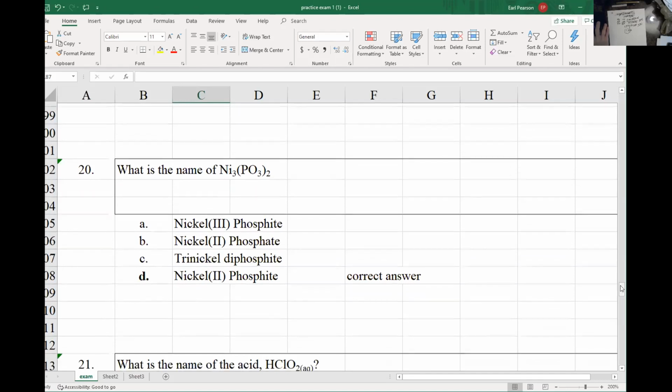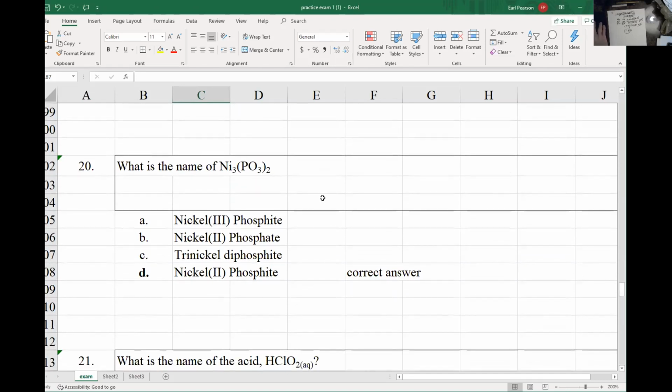Name of that compound, it's a nickel compound. It has to be a Roman numeral name. So trinickel diphosphate is absolutely wrong. But if you Google it, I'll bet you find it. Okay. And now, how do we get the charge of nickel?